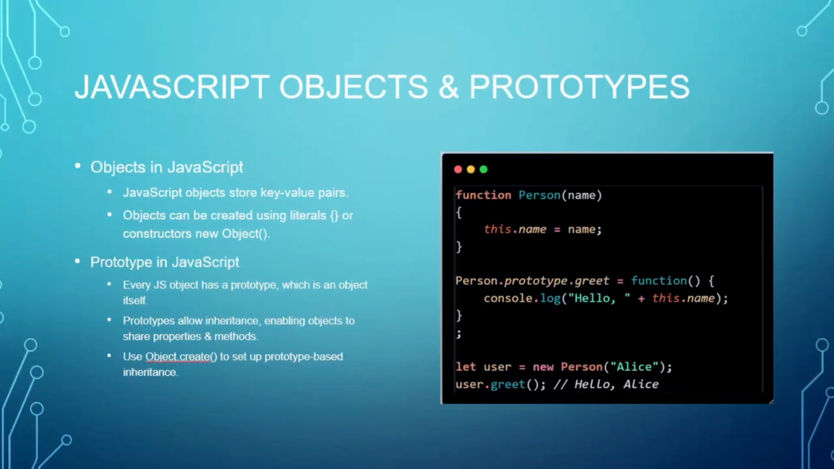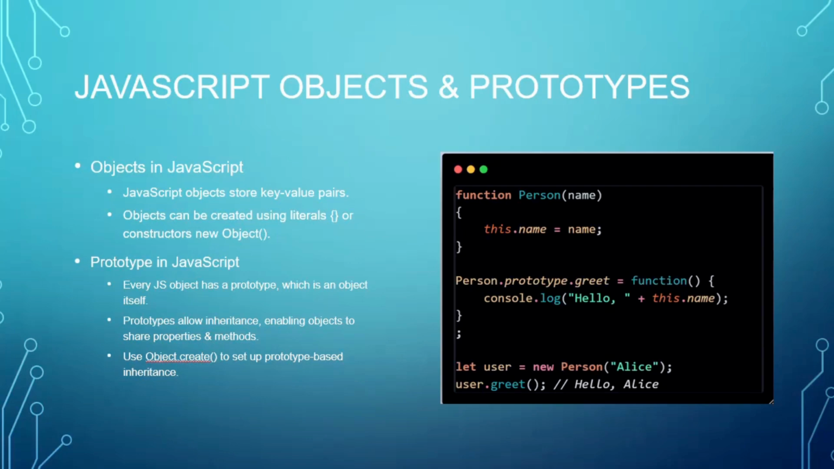Now let's talk about JavaScript objects and prototypes. In JavaScript, objects are used to store data as key value pairs. They allow us to group related information together, making our code more structured and efficient. We can create objects in two ways, using object literal, the most common method, and by using the constructor method, that is new Object.